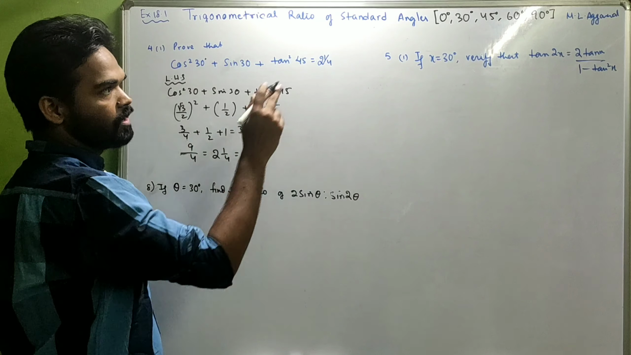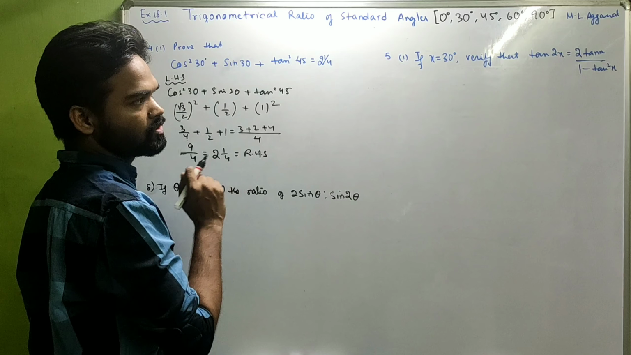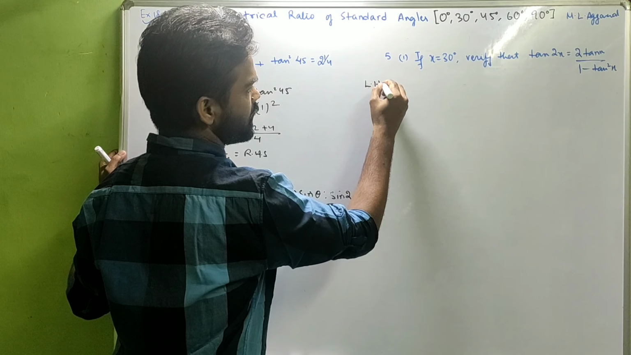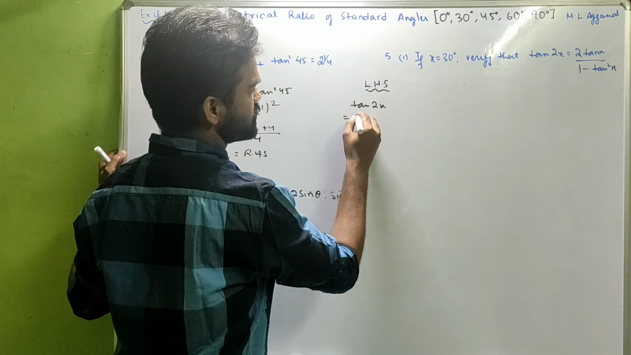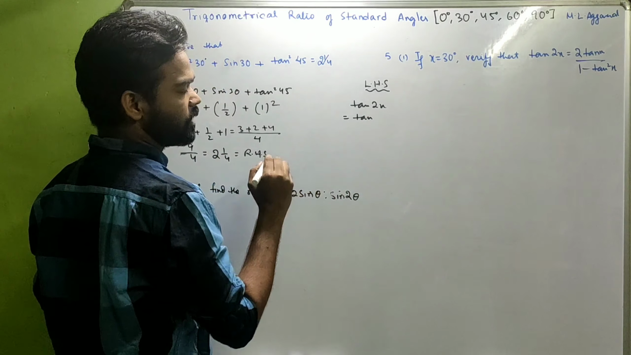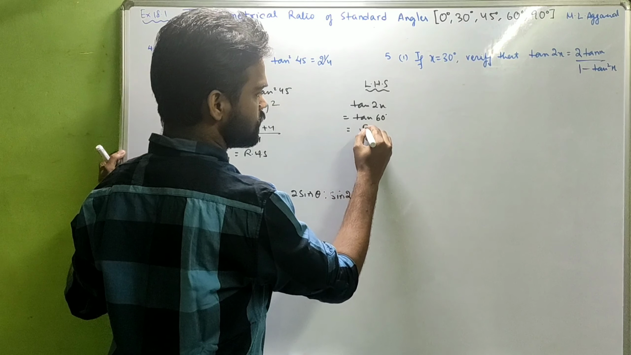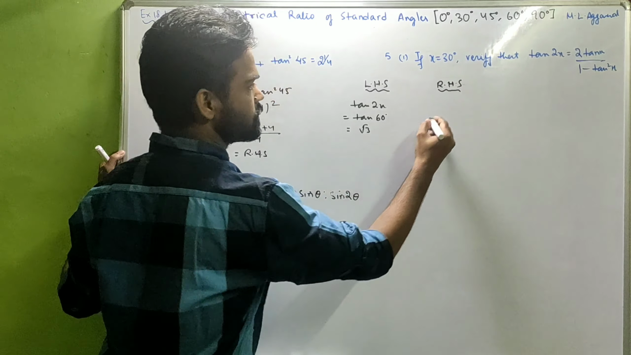Proved. Look at this. If x equals 30 degree, verify that tan 2x equals 2 tan x by 1 minus tan square x. Very easy. Same. Take LHS first. LHS is tan 2x, which is tan 2 multiplied by 30, gives you 60 degree. And tan 60 is root 3. Done. Now let us see RHS.